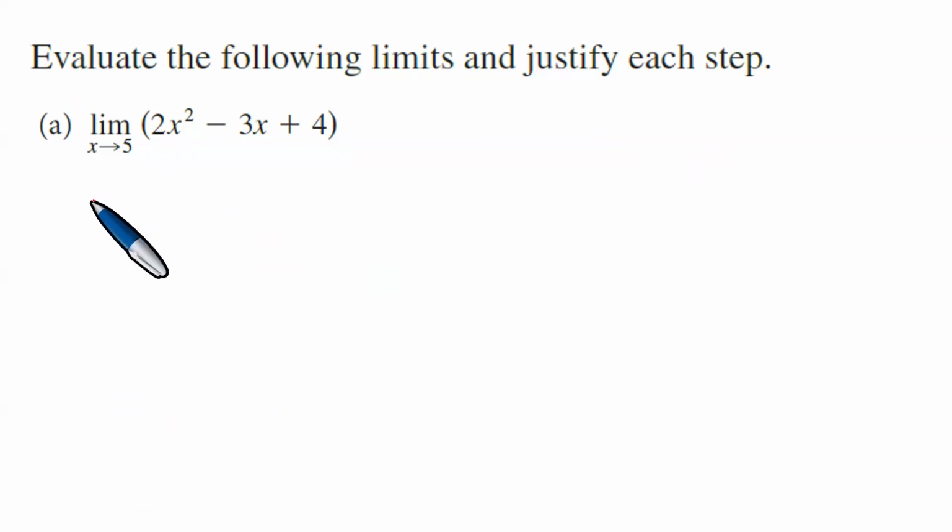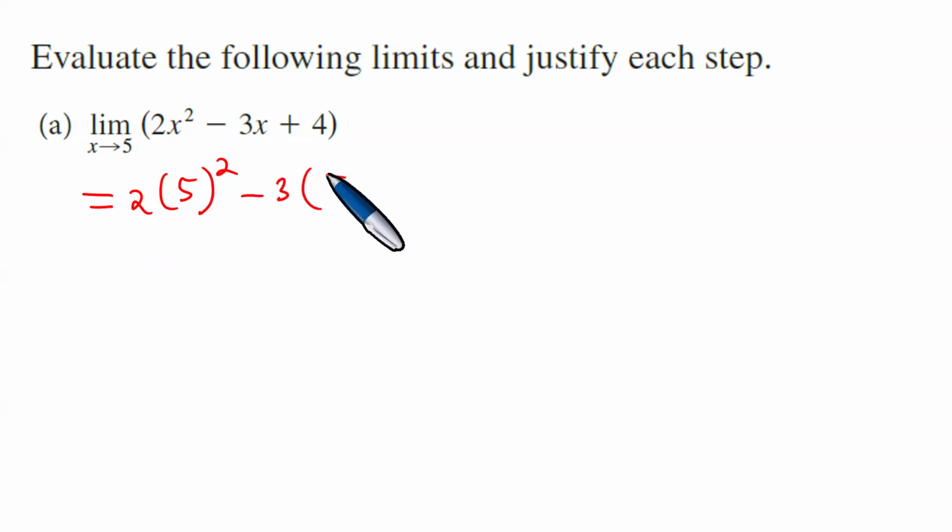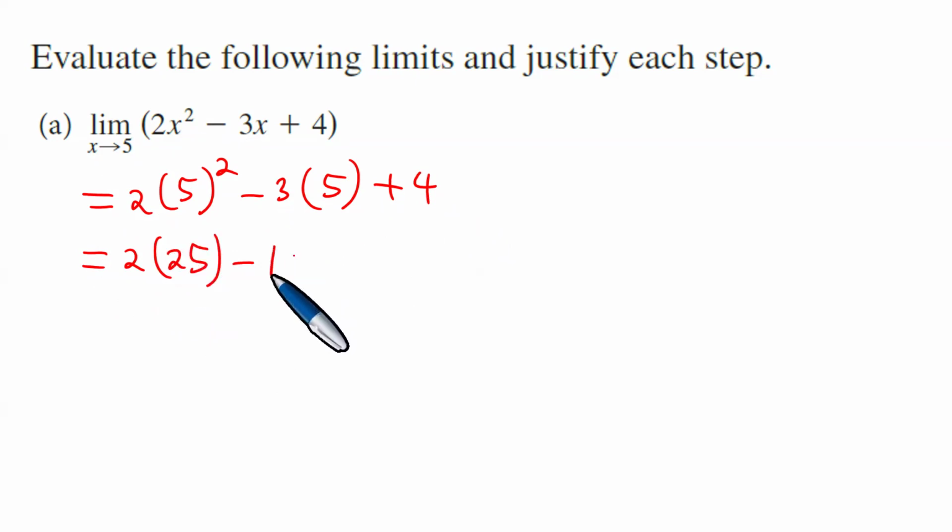Let us look at this one. How do we find the answer to this one? What would you suggest we do? Substitute. You take the limit as x approaches 5, right? So we have 2 times 5, we square that, minus 3 times 5 plus 4. 5 squared is exactly 25, minus 15 plus 4.